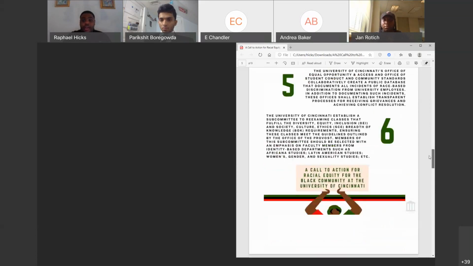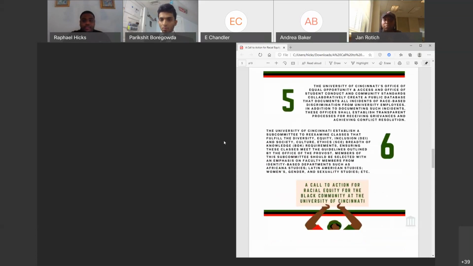Demand number five reads that in collaboration with the Office of Equal Opportunity and Access and the Office of Student Conduct and Community Standards, we would create a public database that would document all incidences of race-based discrimination from university employees. In addition, making these offices' grievance processes and ways of achieving conflict resolution more transparent to the general body. These two offices currently serve as liaisons with an effort to promote equal opportunity and inclusion on our campus, as well as promoting a safe community by protecting student rights.